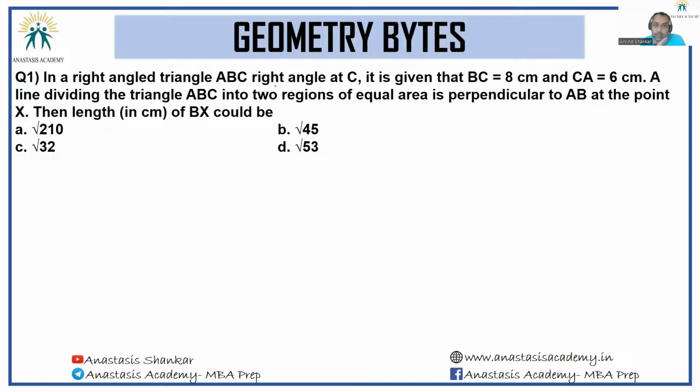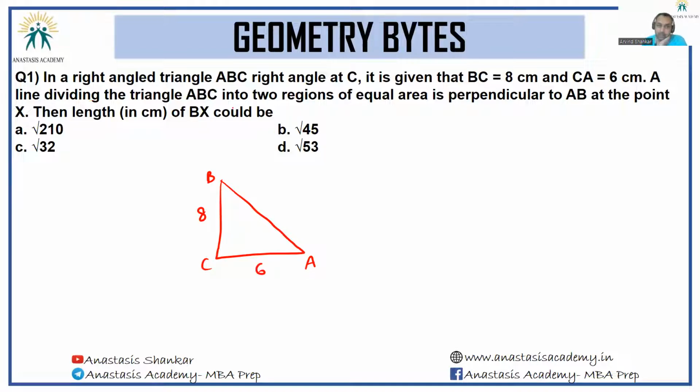In a right angle triangle ABC, right angled at C, it is given that BC is equal to 8 centimeter, CA is equal to 6 centimeter. BCA, this is 8, this is 6.